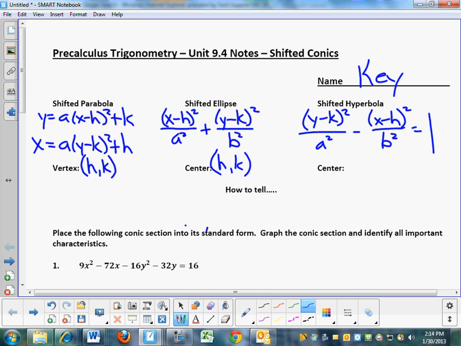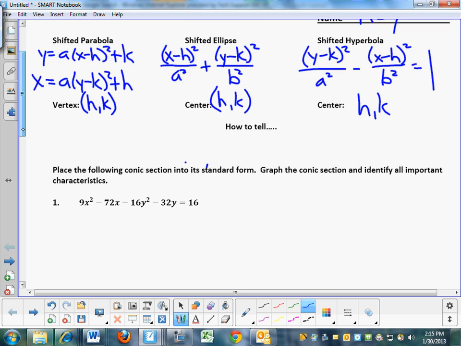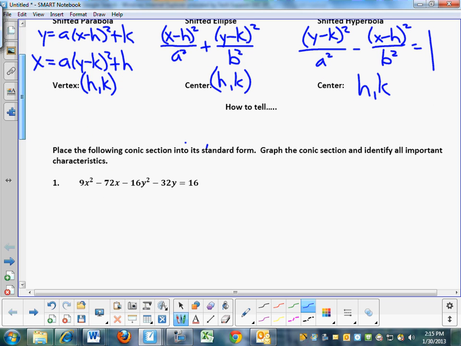Is that up, down, right, left? What's the center? (h, k). Vertical or horizontal? Why is it vertical? Y is positive. Very good. Now, I'll just tell you how to check, and then we'll do the problem. How to tell.